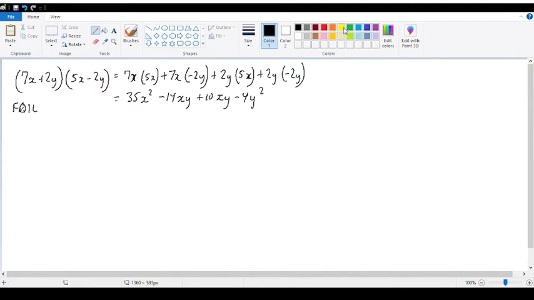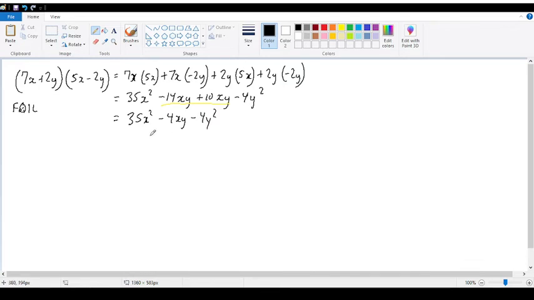Now if you notice, I have like terms in the middle, and like terms can be combined, so we combine them. This gives us now 35x squared, negative 14xy plus 10xy will give me negative 4xy, minus 4y squared, and we finish with that problem. Alright, so that's how we multiply binomials. Let us go and do a few more examples and see what then happens.